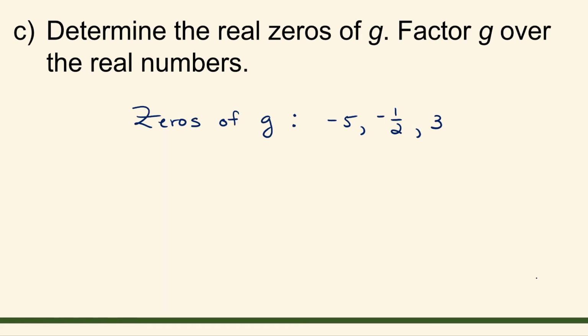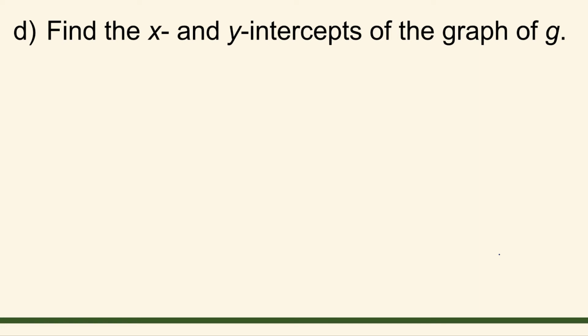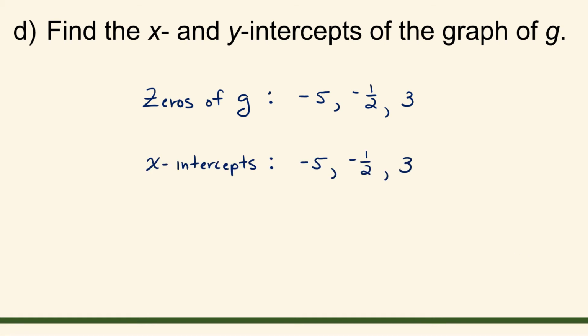Therefore, the zeros of function g are negative 5, negative 1/2, and positive 3. Find the x and y intercepts of the graph of g. Let's start with finding the x-intercepts. Earlier we concluded that the zeros of function g were negative 5, negative 1/2, and positive 3. X-intercepts of a graph are the same as the zeros of a function. Thus, our x-intercepts will occur at negative 5, negative 1/2, and positive 3.